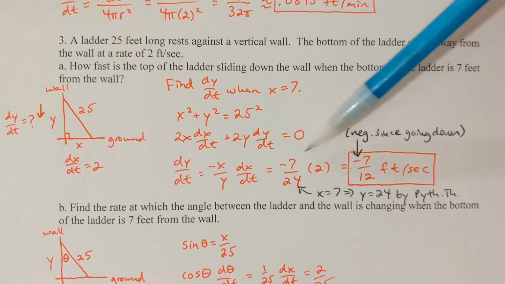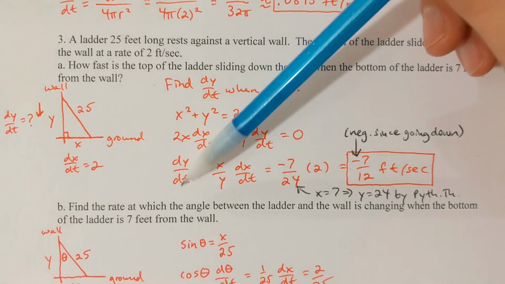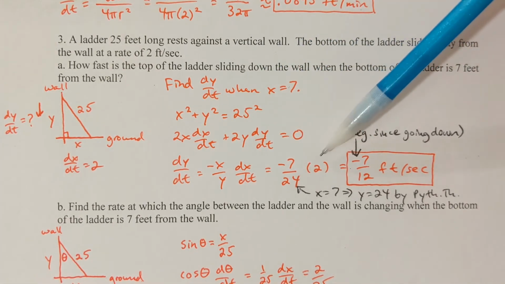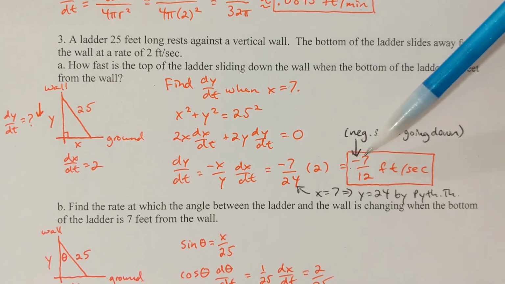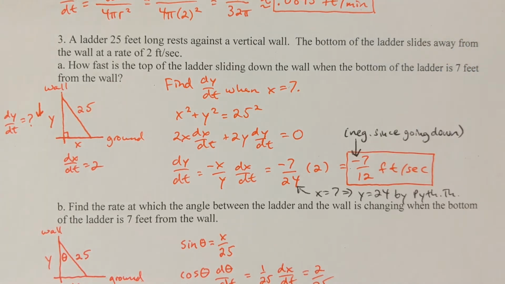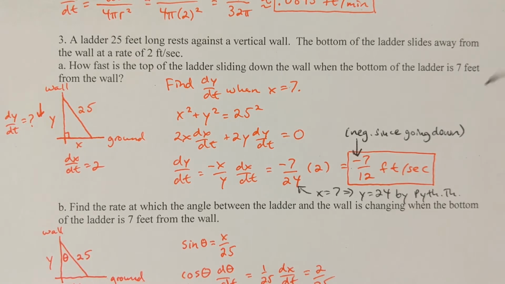And so now I have all my information here to get dy dt. 2 over 24 is 1 over 12. Negative 7 over 12 feet per second would be my answer. A couple things. Again, make sure that the units are included. If they are not included, you won't get full credit, because I'll have people write down the wrong units. All of them just write seconds or feet or something like that, or something that's not even close.